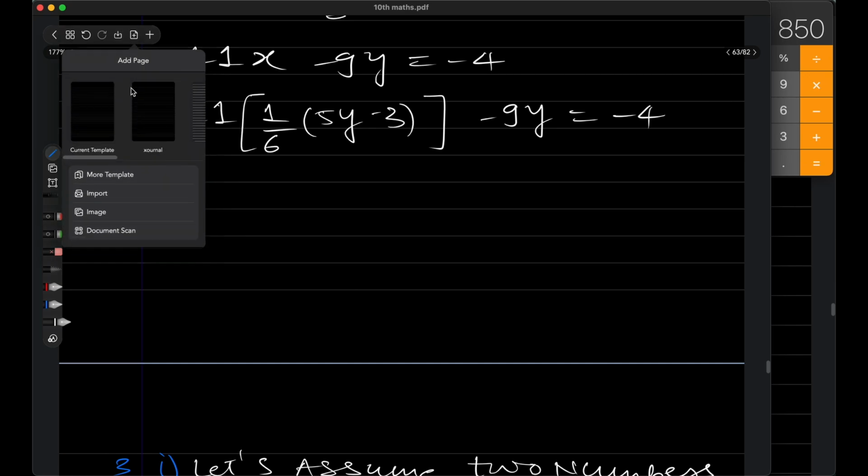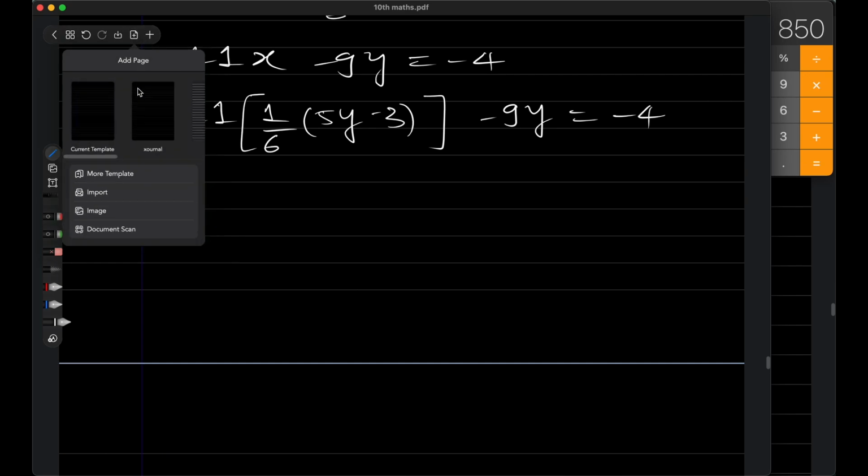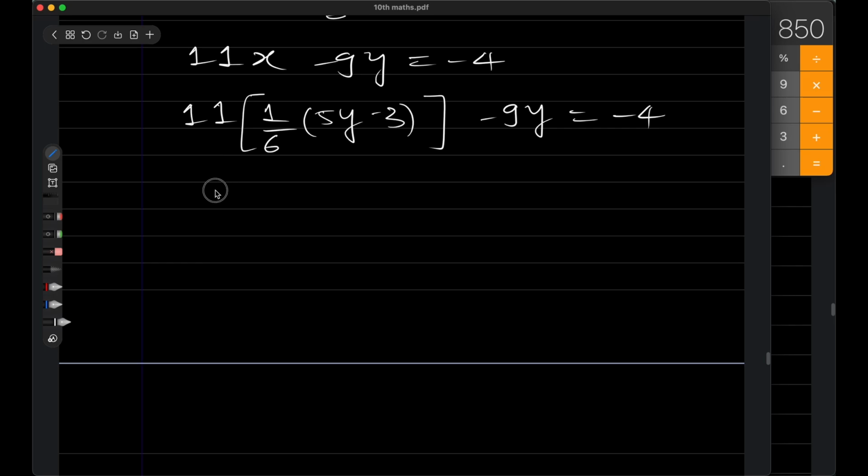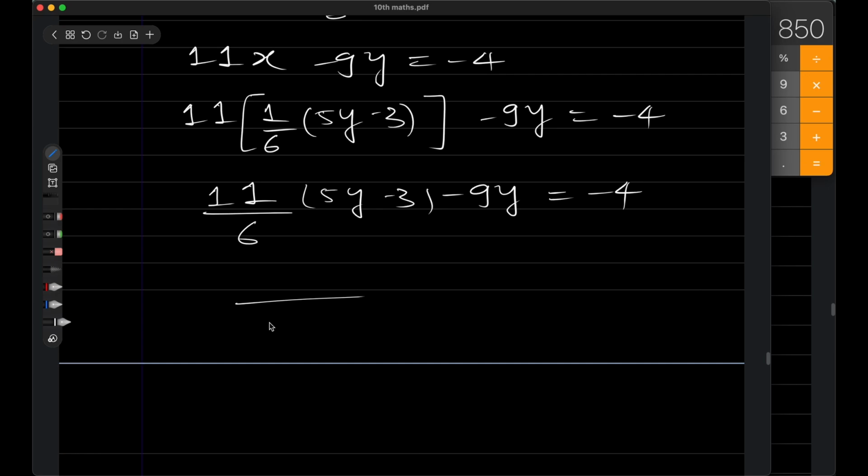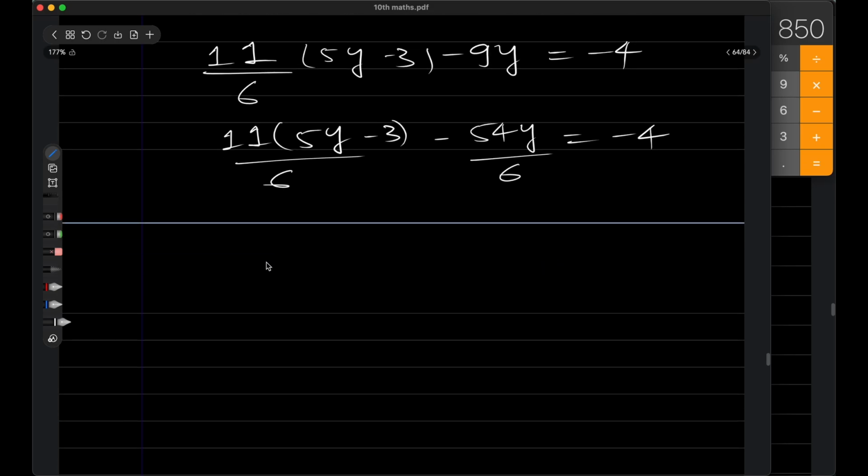Simplify the equation. 11 upon 6 (5y minus 3) minus 9y equals minus 4. Take 6 as the LCM, we will get 11 (5y minus 3) minus 9 into 6 y, that is equals to... send 6 to the right hand side and multiply 11 and 6.